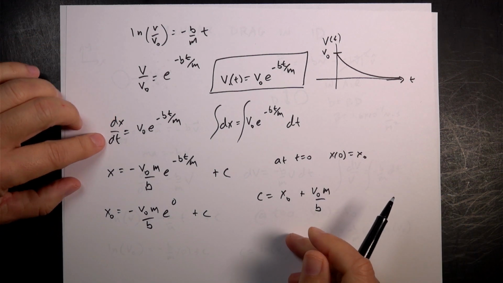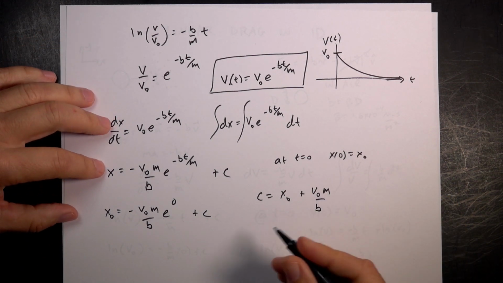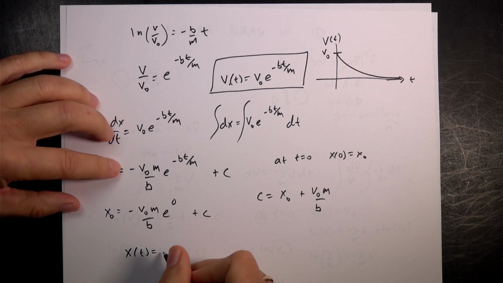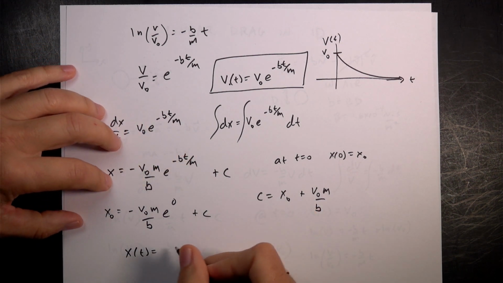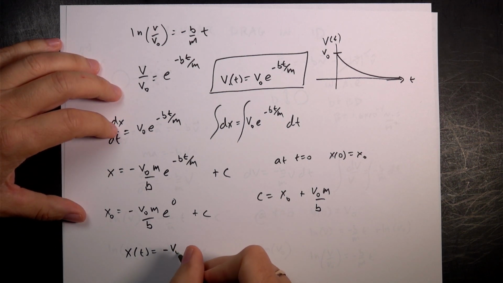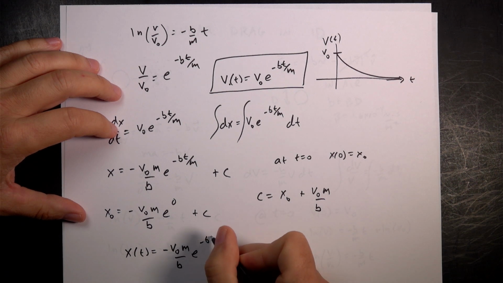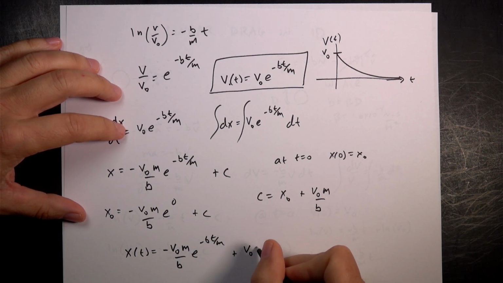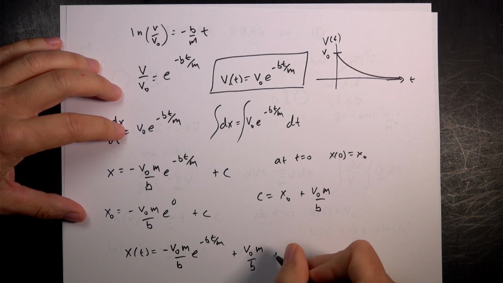So if I put that in up here to my function, I get x as a function of t. It's going to be equal to this term. Let's just put that. It's negative v0 m over b, e to the negative bt over m, and then plus c, which is going to be plus v0 m over b plus x0.